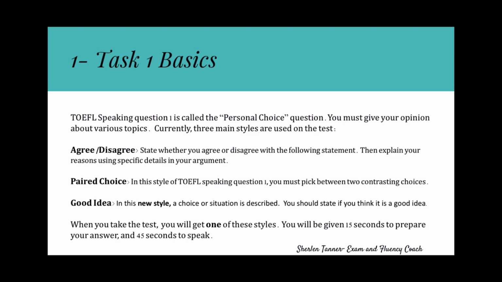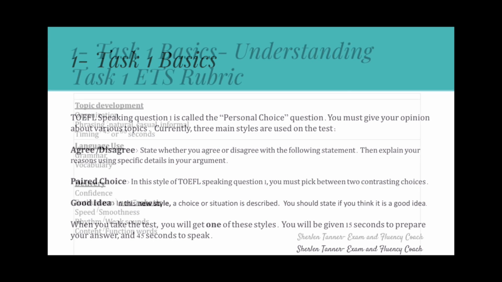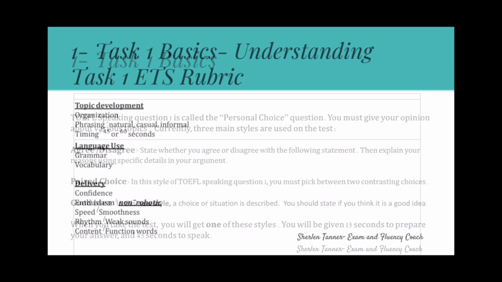Pair choice. In this style of TOEFL speaking question one, you must pick between two contrasting choices. Good idea questions. In this new style, a choice or situation is described, and you should state if you think it's a good idea. When you take the test, you will get one of these styles. You will be given 15 seconds to prepare your answer, and 45 seconds to speak, which is very important.